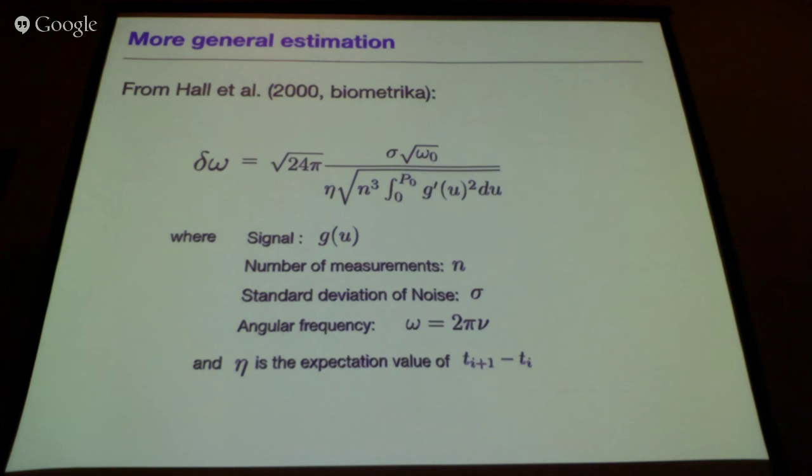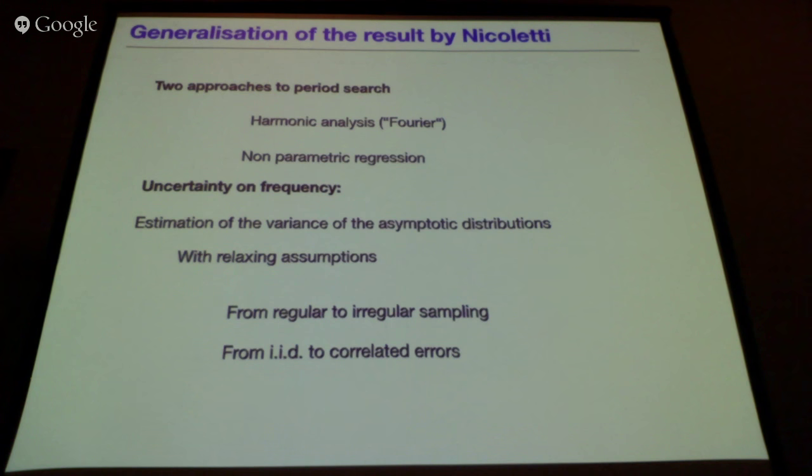Looking more at the literature, there is an article by Hall in 2000, published in Biometrika, with a generalization of the formula that we saw. You recognize sigma, the noise level; omega is the angular frequency, omega equal 2 pi nu. Then you have a square root, and that's exactly what I was saying: you have the derivative of the function. When you have a sharp feature, the derivative squared of the function gives a larger number. Furthermore, there is the expectation value over the successive differences in times, which is intervening.